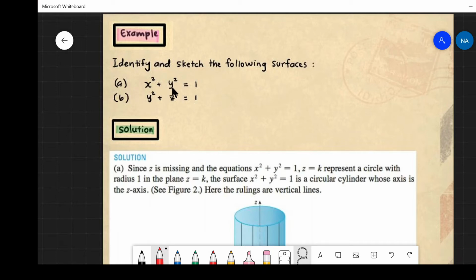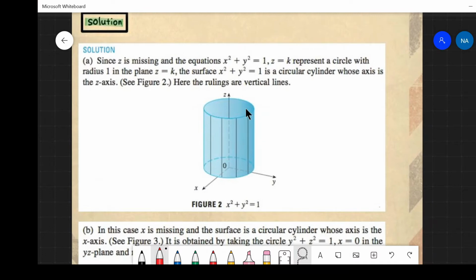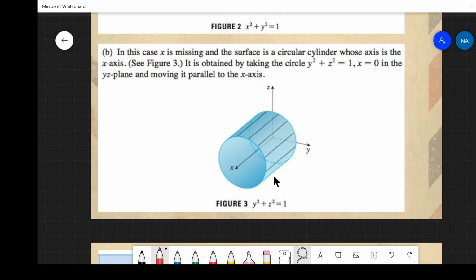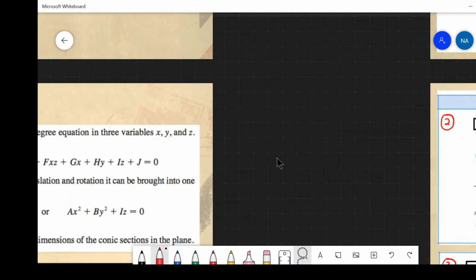For A, we say that the variable z is missing, so it means that the cylinder is about the z-axis. Something like this. Here we go. This is a cylinder and this is the x-axis. So the cylinder is about the z-axis. For B, the x variable is missing. It indicates that the cylinder is about the x-axis. Here we go. So this is the basic foundation of the cylinder.